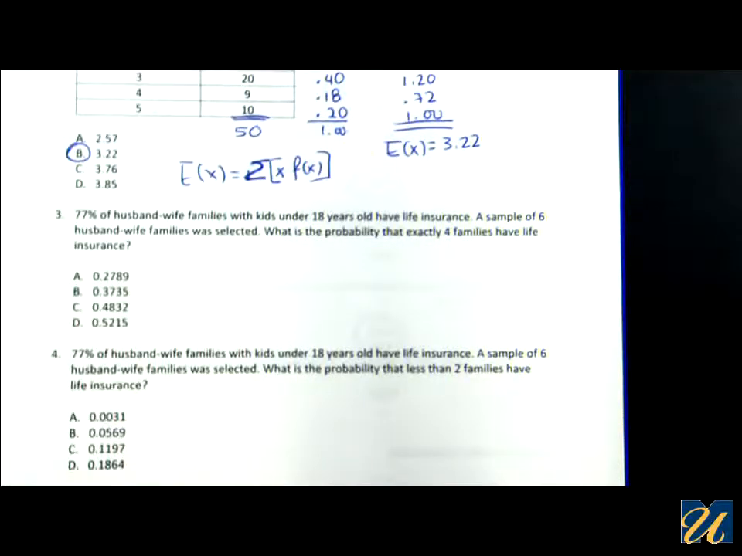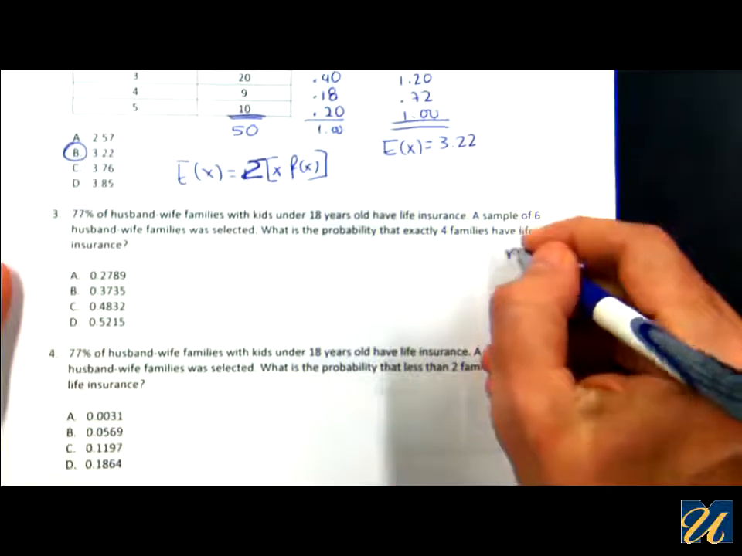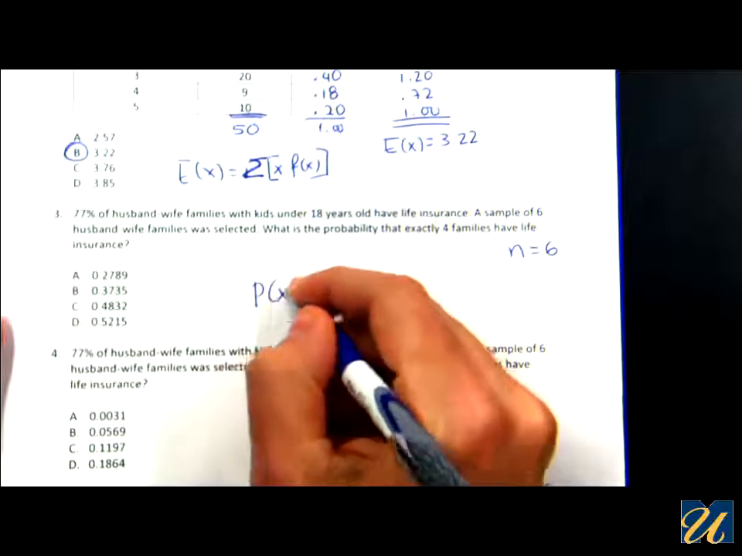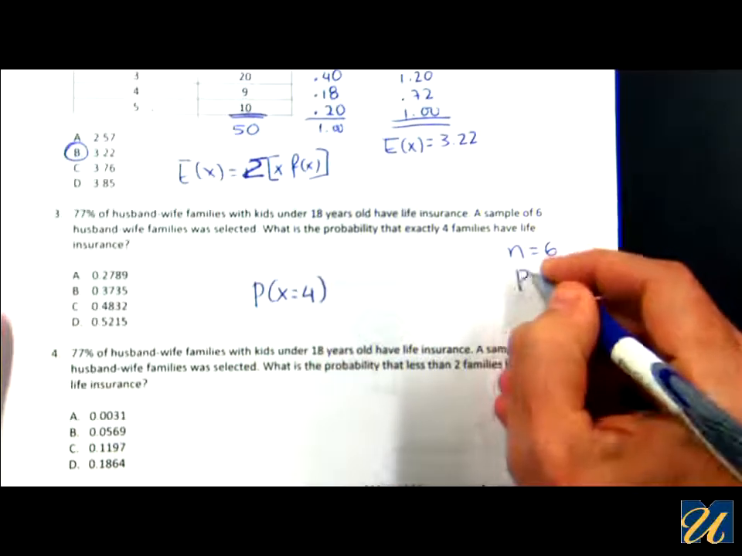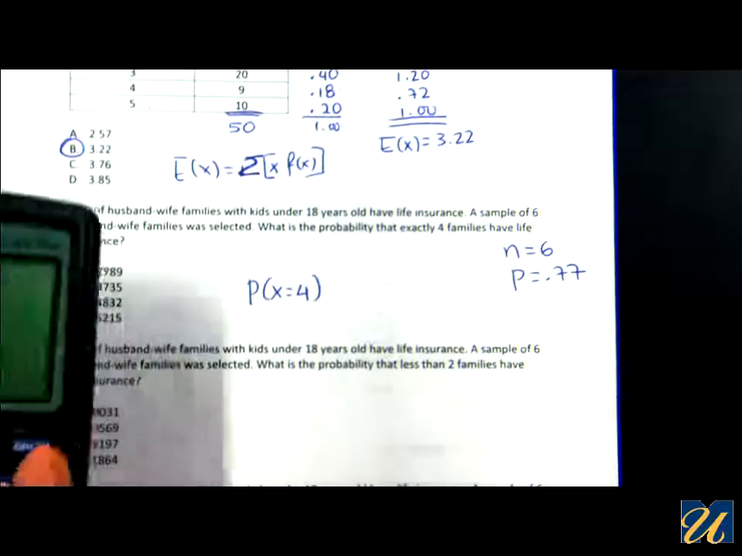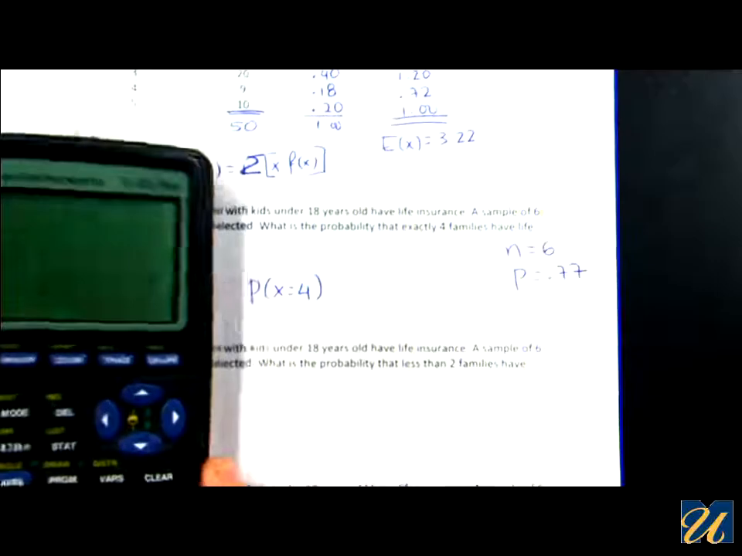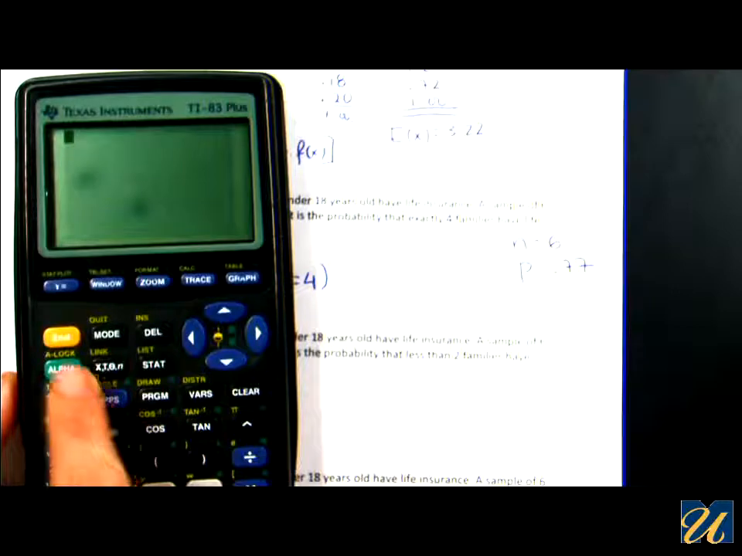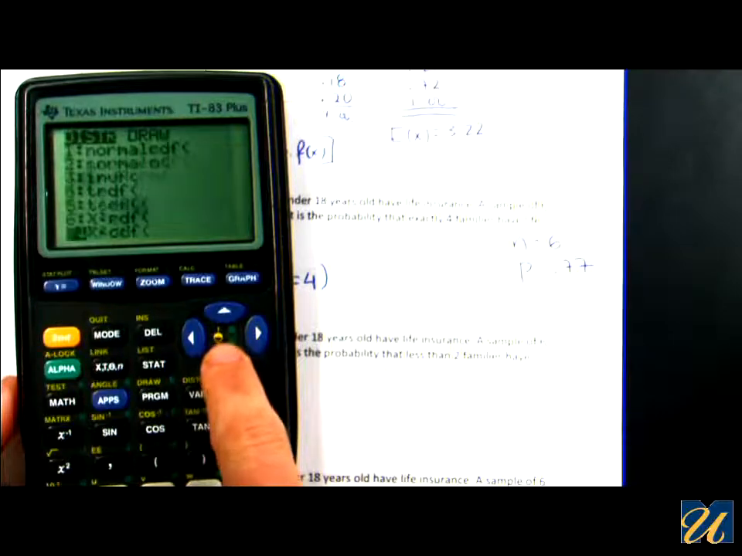77% of husband-wife families with kids under 18 years old have life insurance. A sample, that means n, equal to 6 husband-wife families was selected. What is the probability that exactly 4 families will have life insurance? So I'm looking for the probability of X equal to 4. P is equal to 0.77. We will do binomial probability since n and p are given. X equals 4. So we will go second VARS, binomial PDF.